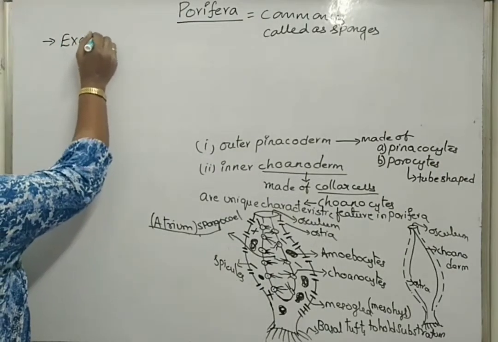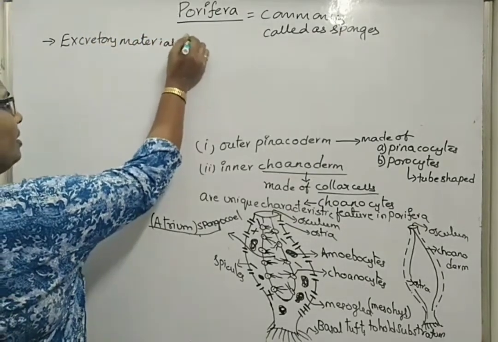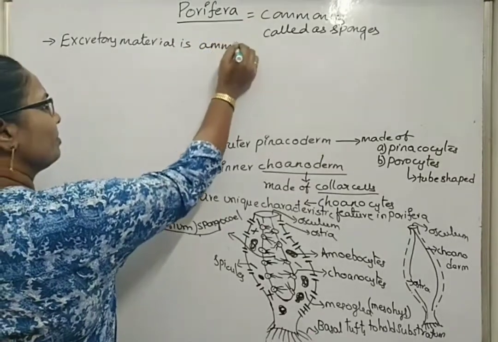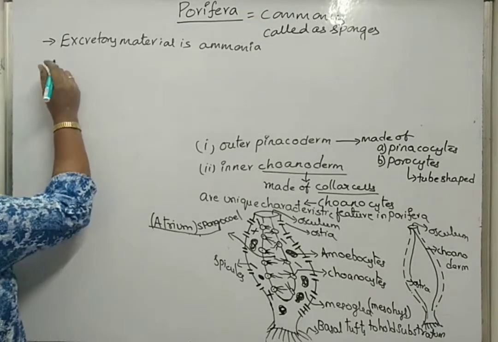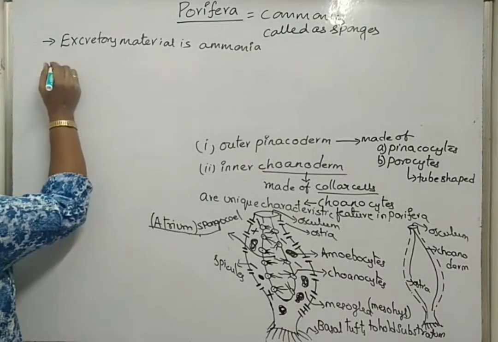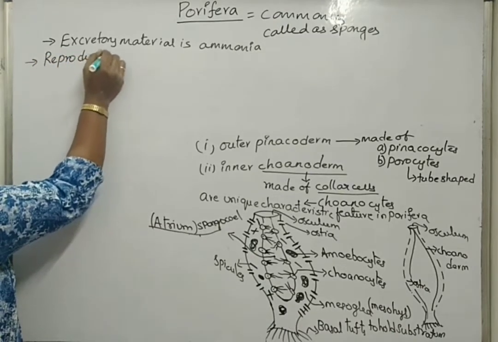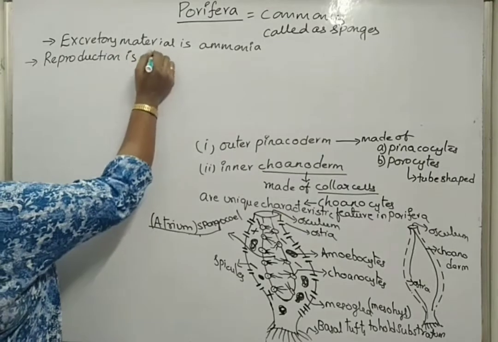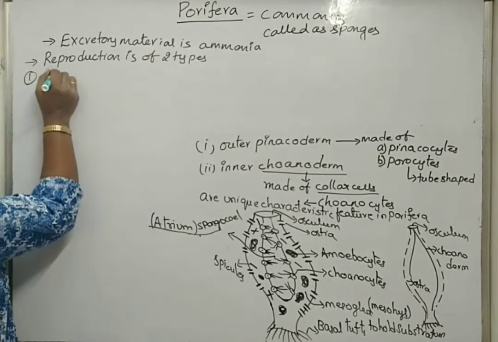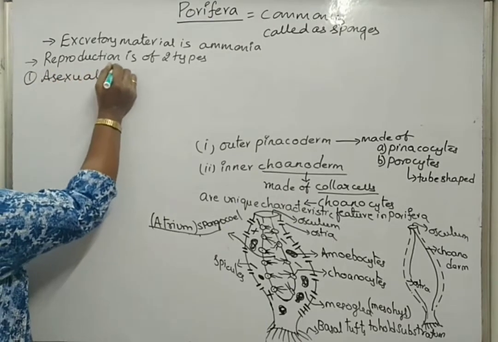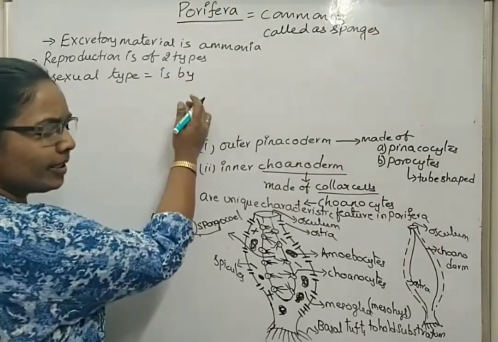Excretory material from sponges is ammonia. Reproduction takes place by two types, that is asexual and sexual reproduction. First one, asexual type of reproduction is by fragmentation method.